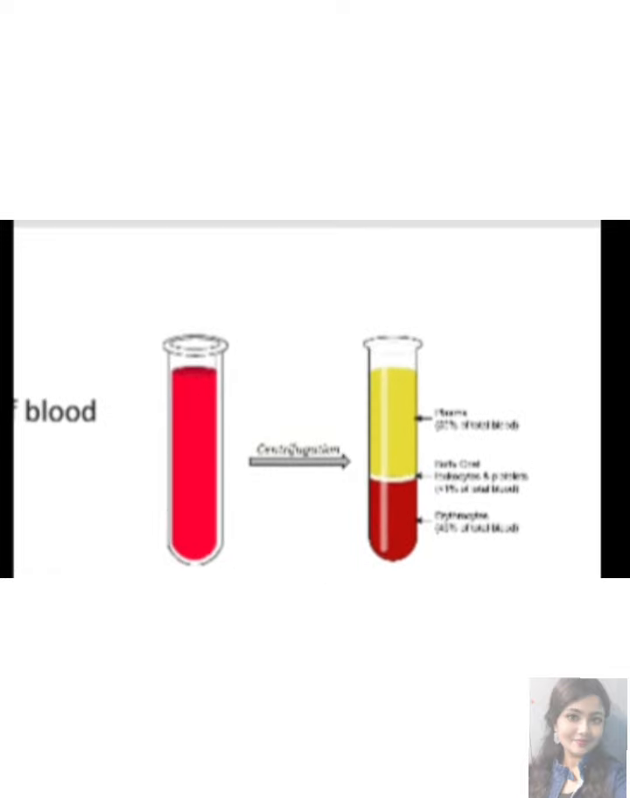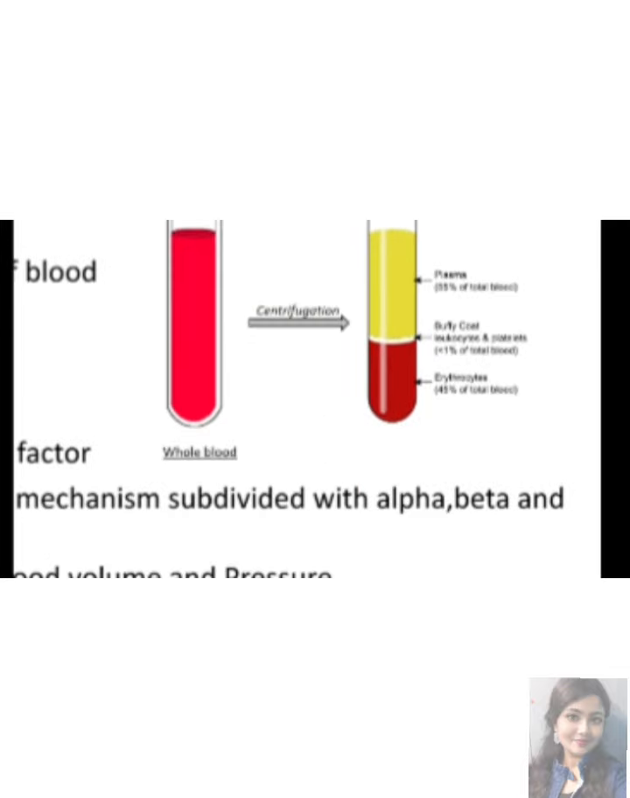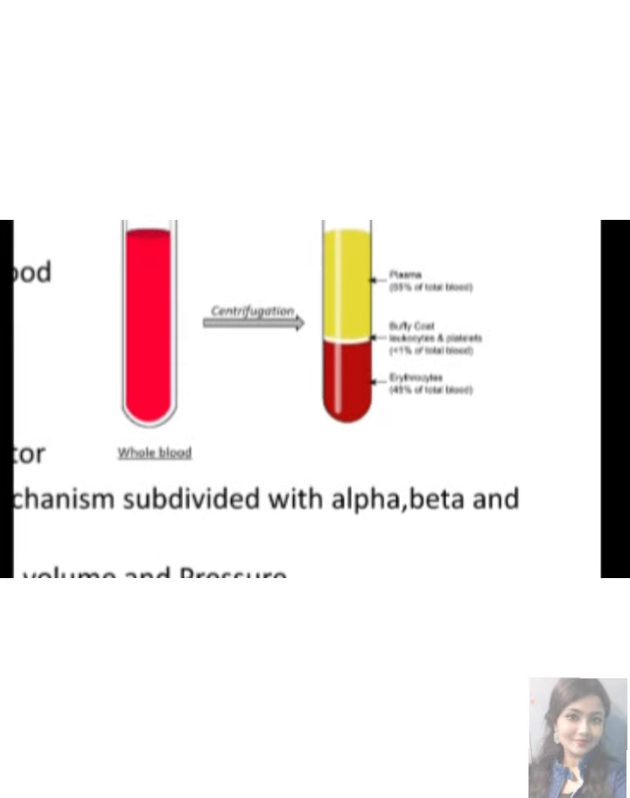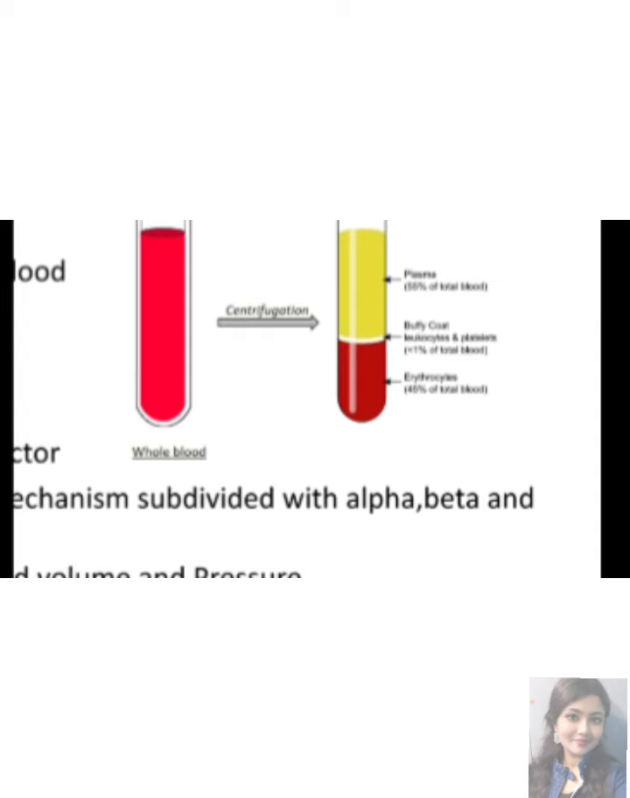Another point to be noted is that if you take whole blood and undergo centrifugation, then you will see that the erythrocytes, which constitute 45% of total blood, settle down, and the plasma, 55% of total blood, is on the upper surface of the erythrocytes. In the middle of the plasma and erythrocytes, there is a buffy coat which contains leukocytes and platelets. Leukocytes means the WBCs, and together with platelets they constitute less than 1% of total blood.